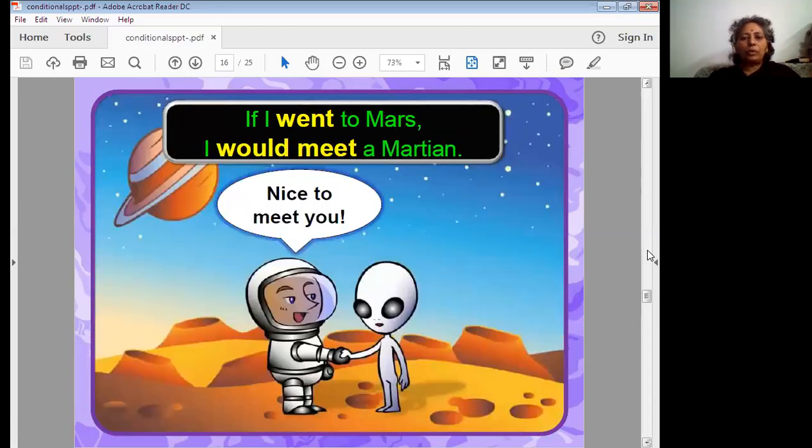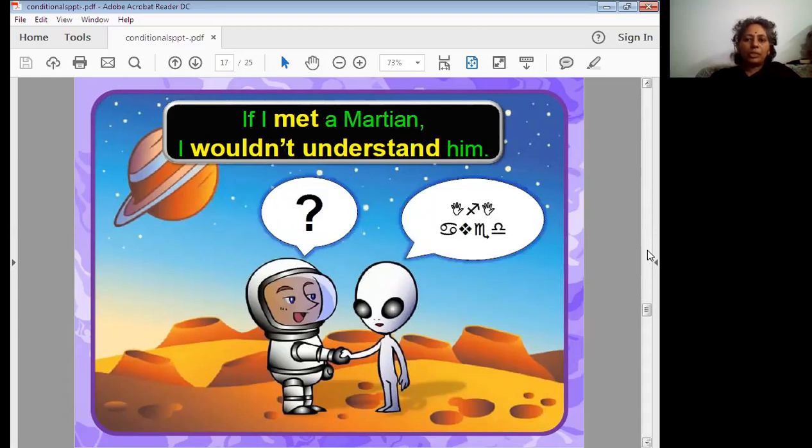Next, if I went to Mars, I would meet a Martian. So go is the present tense, and the past tense is went. When the verb went is there, that is simple past, followed by the past form of will. So would plus meet.